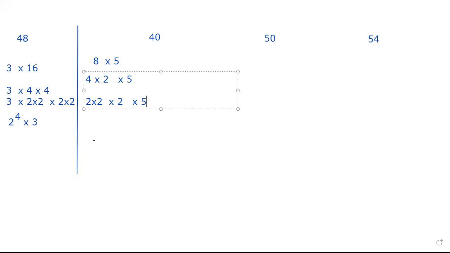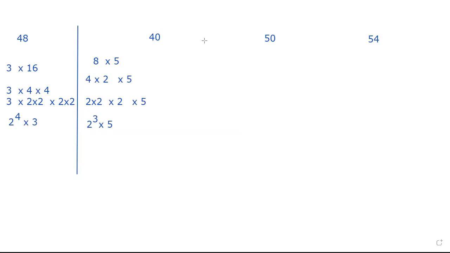So in this case, now we can't break it down anymore because our 2s are prime and our 5 is prime. So how do we express this? 2 to the 3rd power times 5. We're breaking this down as a product of primes.